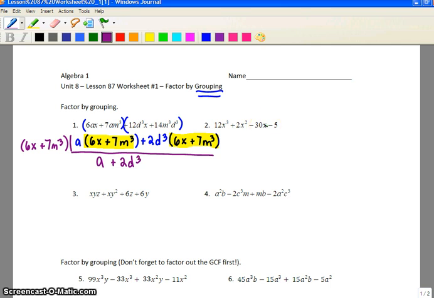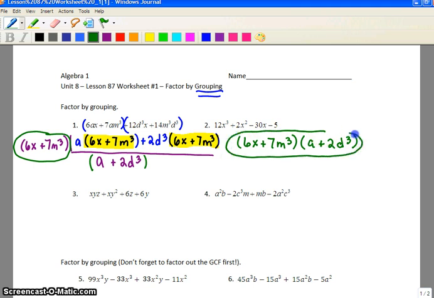Now what we should notice is I have a binomial here and I have a binomial here. My rules have not changed. Whenever I take out a greatest common factor, we talked about it. Whatever is on the outside stays on the outside. That's a 6x plus 7m to the third. Whatever is left over goes in parentheses. This is what's left over. It's going in parentheses. A plus 2d to the third. And that's it. I have factored it completely and in its entirety.